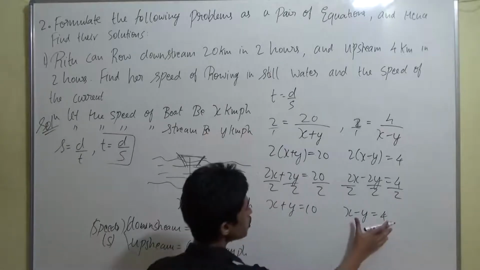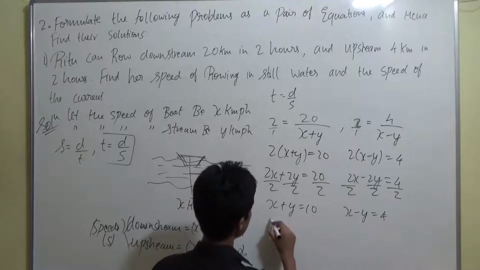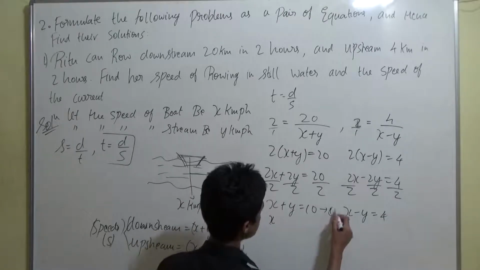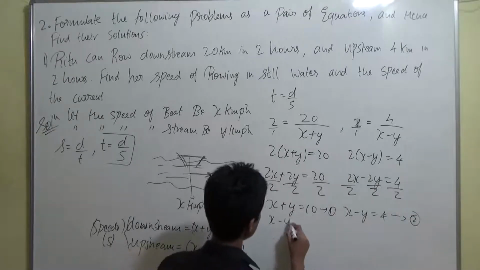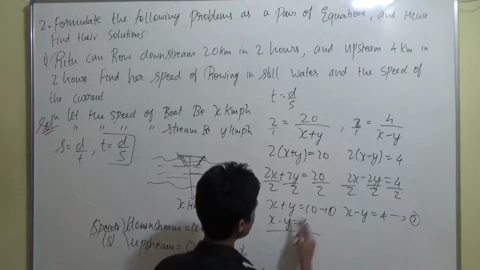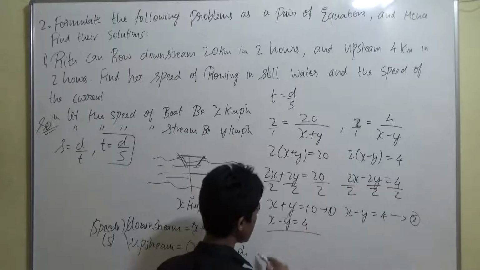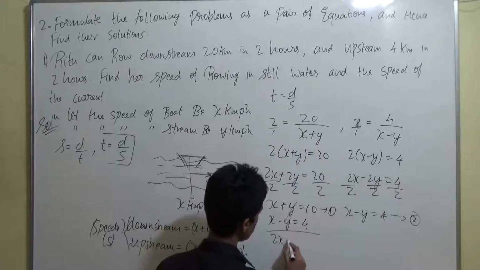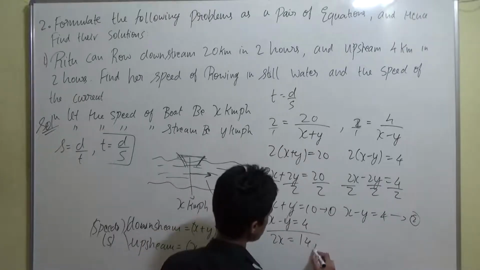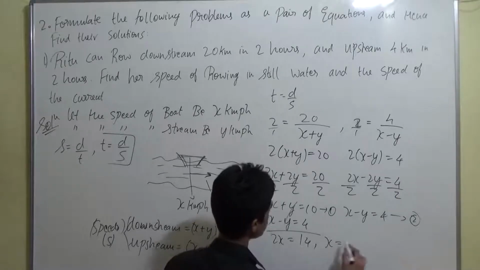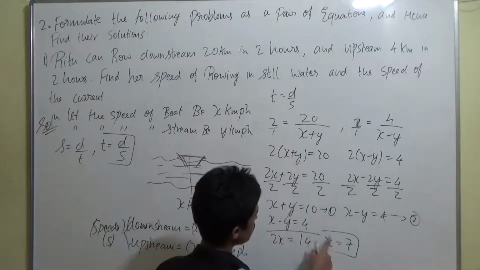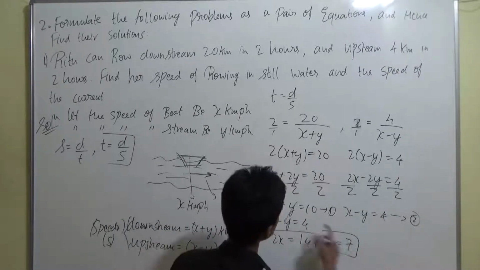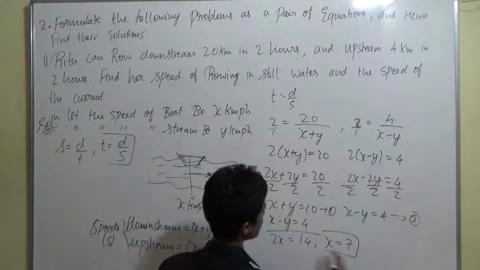Getting it? Now I'll write this equation below the other one. So this became equation 1 and this became equation 2. Now if you add these two equations, plus y and minus y will get cancelled. x plus x becomes 2x equals 14, so x equals 14 by 2, which is 7. If you put the value 7 back into equation 1, you get 7 plus y equals 10, which means y equals 3.